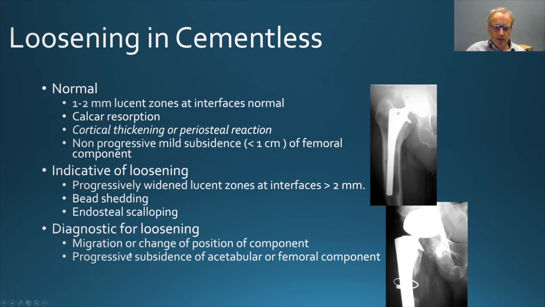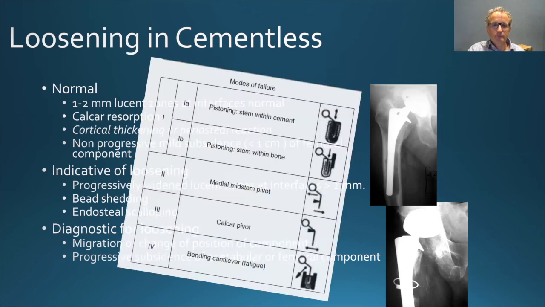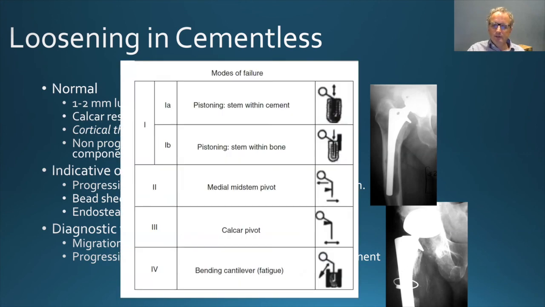Diagnostic for loosening: migration or change of position of the component, especially if it's progressive, and progressive subsidence of either the acetabular or the femoral component. And again, Gruen's modes of failure apply here, apart from we don't have cement. So again, you can have pistoning, medial mid-stem pivot, calcar pivot, but the common one is cantilever bending.